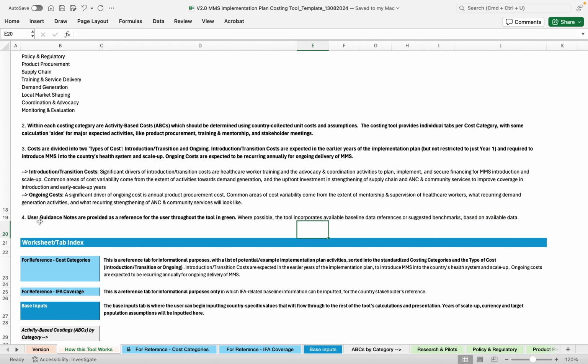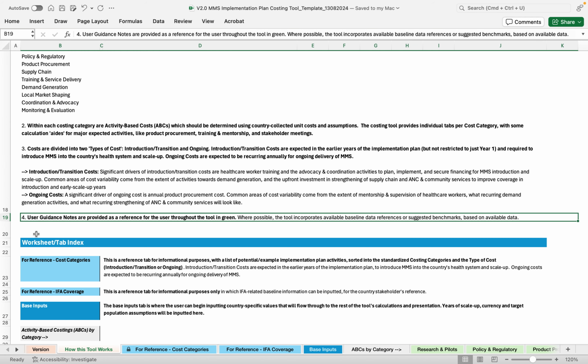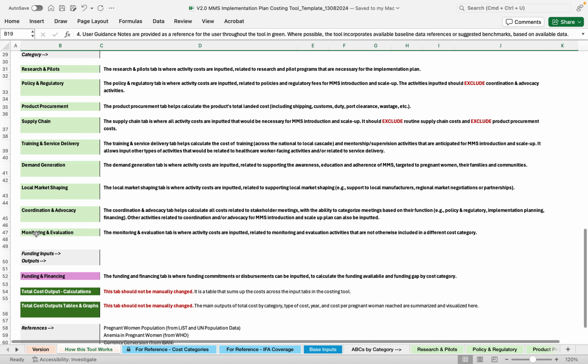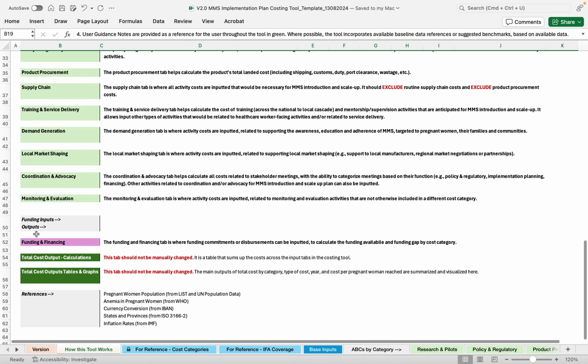Throughout the tool, we've provided user guidance notes in green, and where possible, the tool incorporates available baseline data references or suggested benchmarks based on available data. The rest of this tab overviews what each tab's purpose is, which we'll continue on as we go through the actual tool.